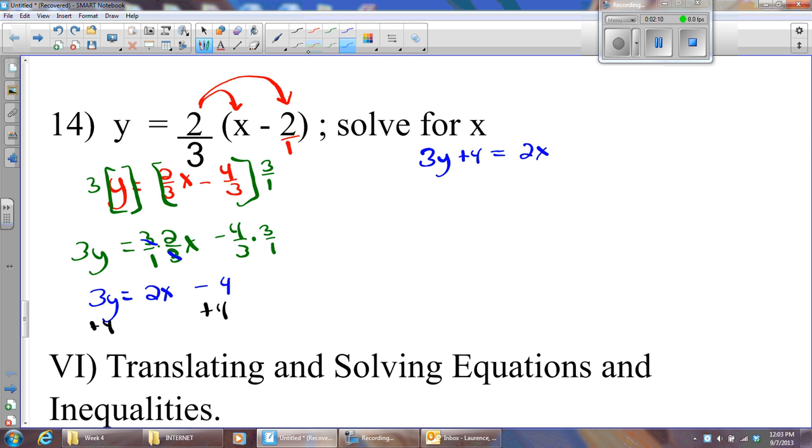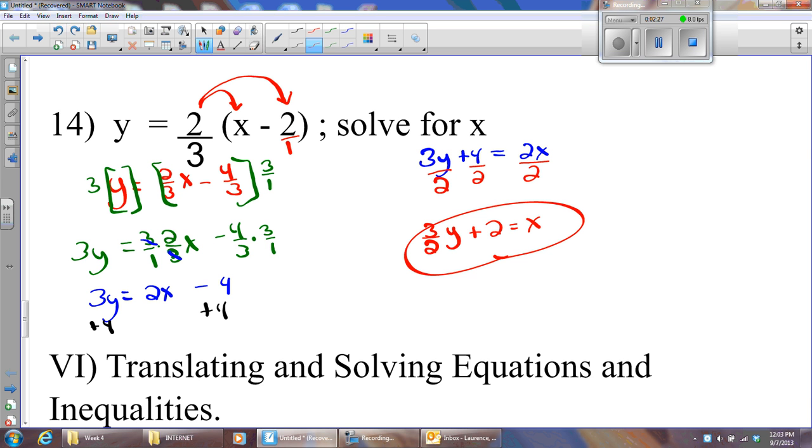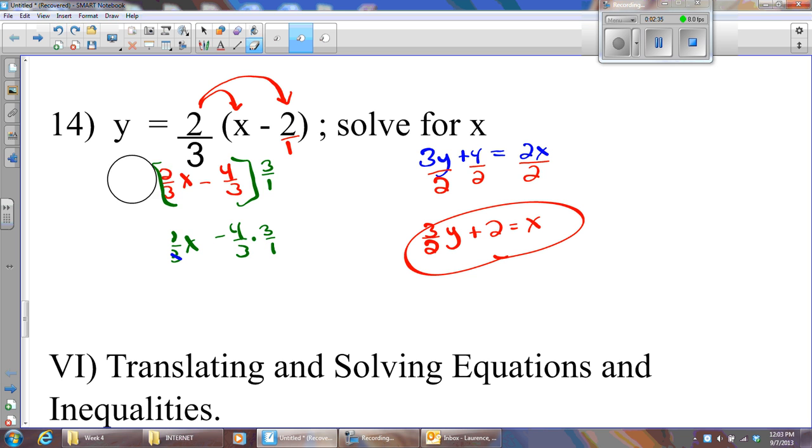X is almost alone. There's a 2 attached to it. I'll have to divide by 2. And then I have to remember to distribute. And I will get 3 over 2y plus 2, and that'll be equal to x, and that's it. Now, that's a perfectly viable way to do that. Nothing wrong with that method. I would do it one of two other ways because it would be quicker.